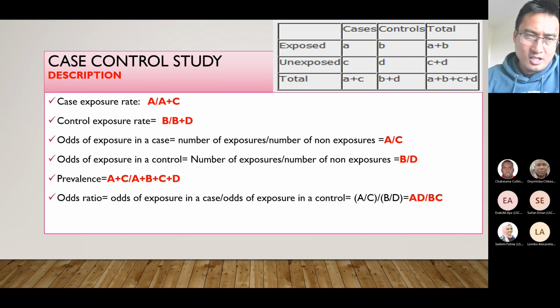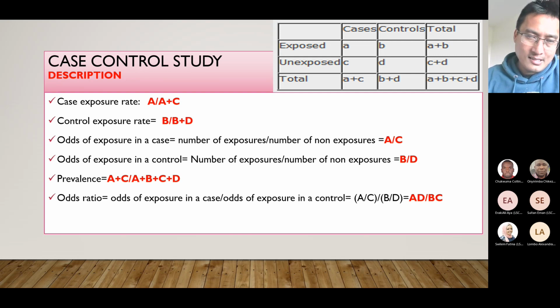And for the case exposure rate, basically it will be the case rate. So A divided by A plus C. If you're using it for the control exposure, it will basically be B divided by B plus D. So look at the topic: case, it goes this way; control, it goes this way. Odds, basically what you do is you just compare. If you are asked the odds ratio in the case, you just compare exposed divided by non-exposed. If it is an odds ratio of a control, you basically divide B divided by D. That's the formula.